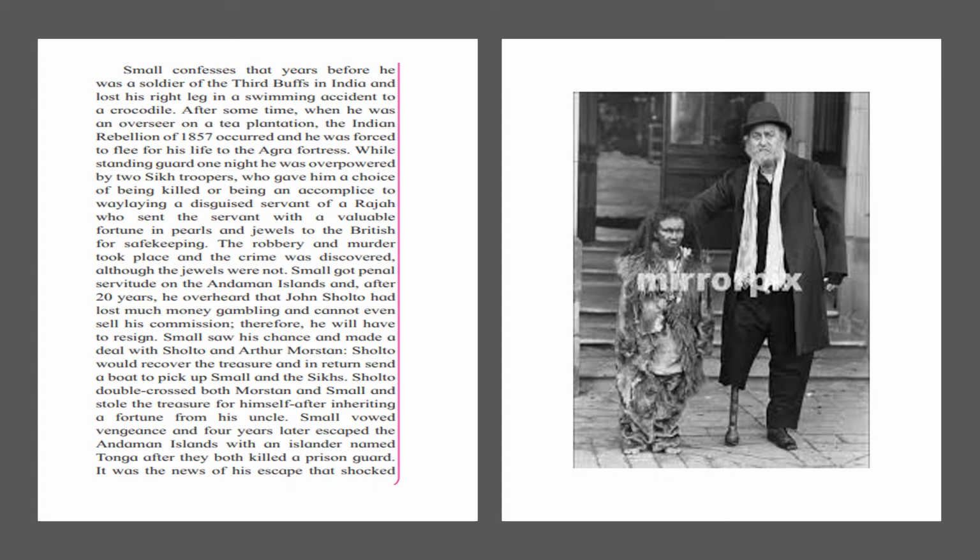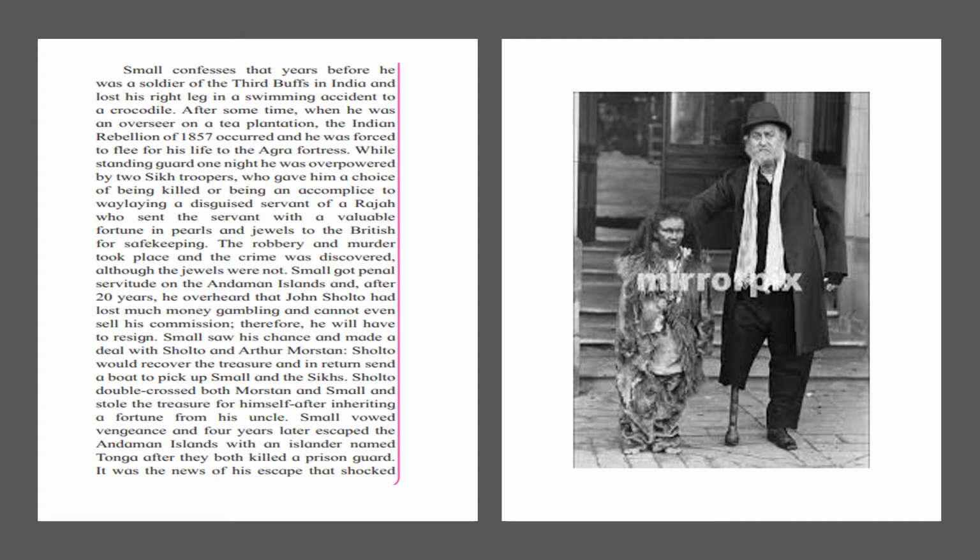The picture that you can see on this slide is of Jonathan Small, who is a wooden-legged man, and a pygmy named Tonga, who are best friends and who come to London in search of the Agra treasure. So Small confesses that years before he was a soldier of the 3rd Buffs in India and lost his right leg in a swimming accident to a crocodile.